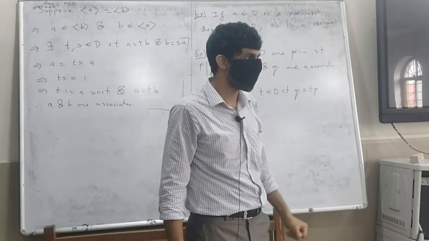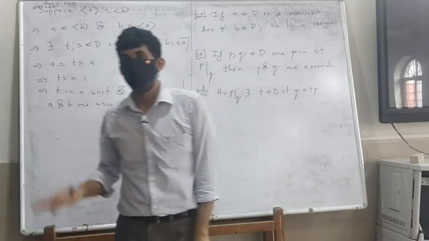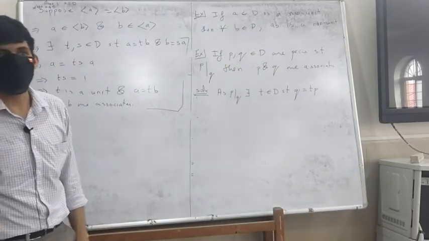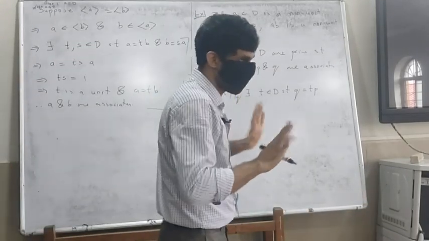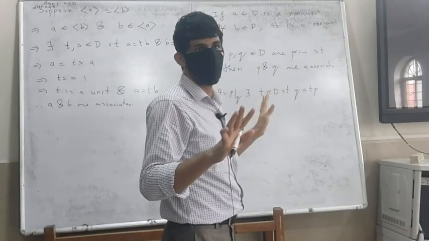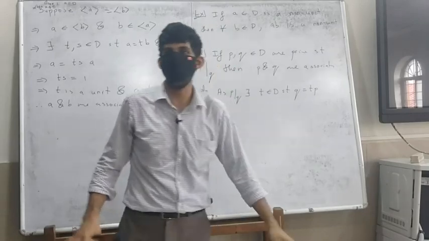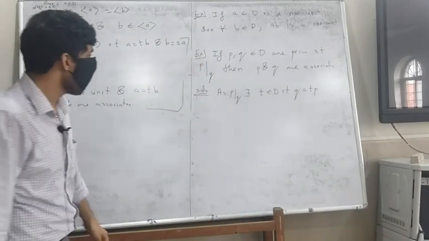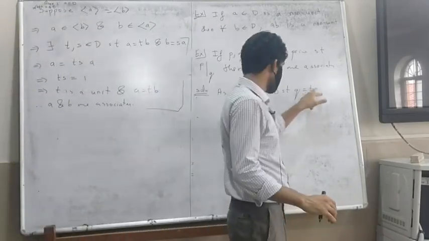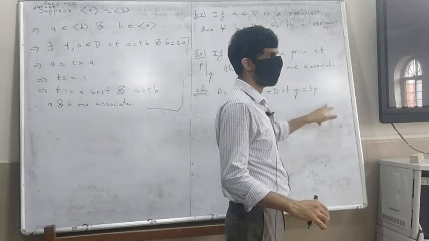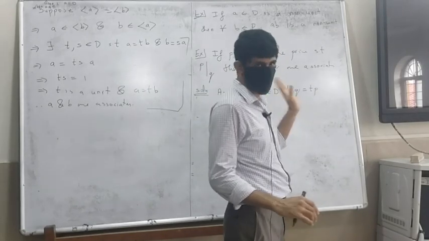Can P be a unit? No. By definition of irreducibles and primes, we don't define units to be primes or non-primes, anything. Okay. So by definition, this is not a unit, so therefore T has to be a unit.